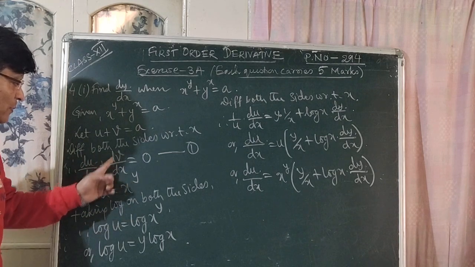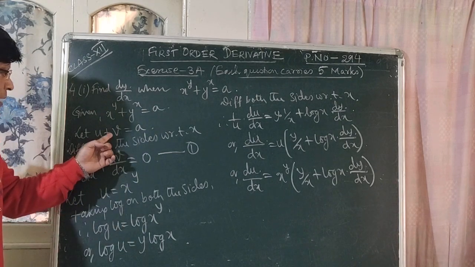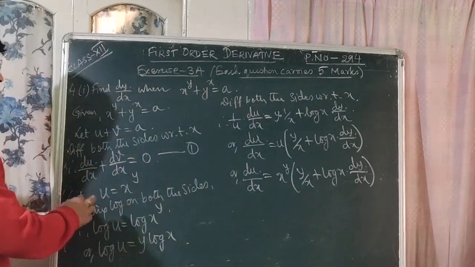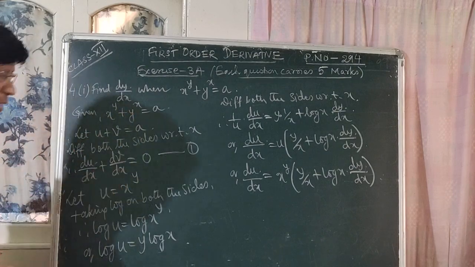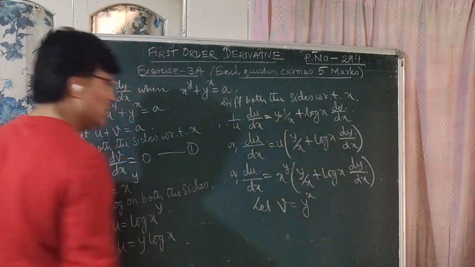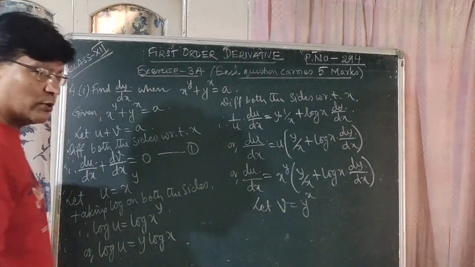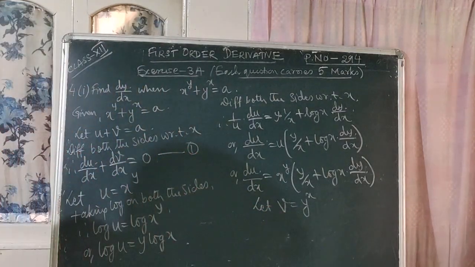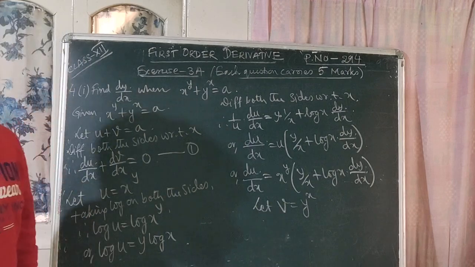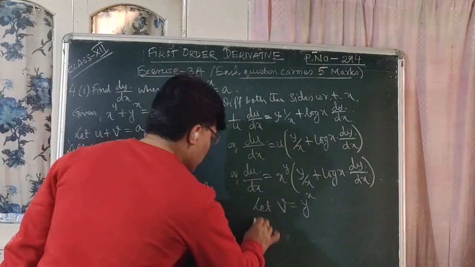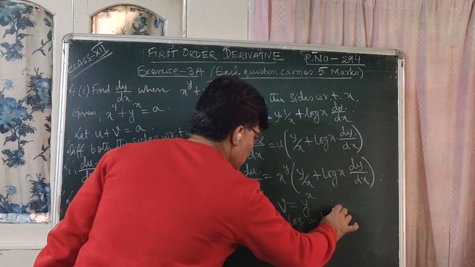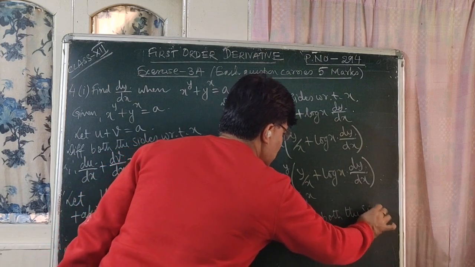So how can you get the value for dv by dx? So we have assumed y to the power x as v. So let v is equal to y to the power x. Let us write here, let v is equal to y to the power x. Now you take log on both the sides. Again, you cannot differentiate it directly because in case of y to the power x, both the base and the powers are the variables. So here also you have to take log on both the sides.